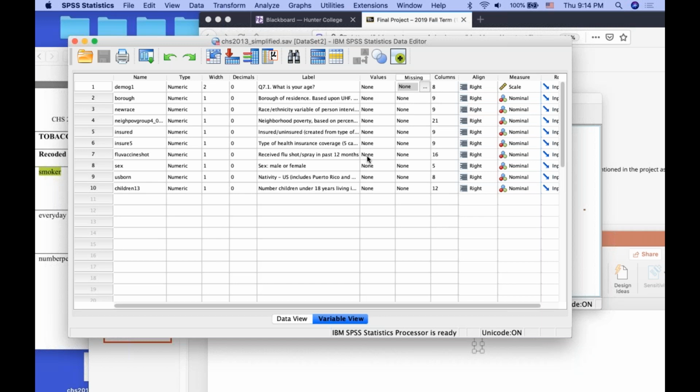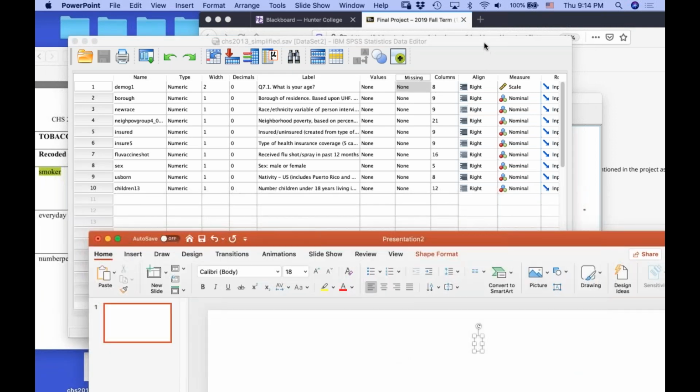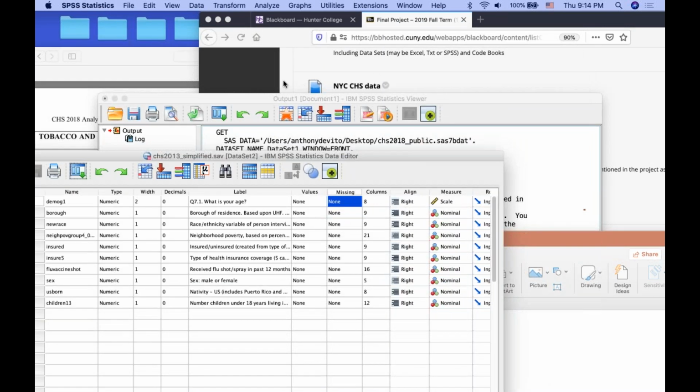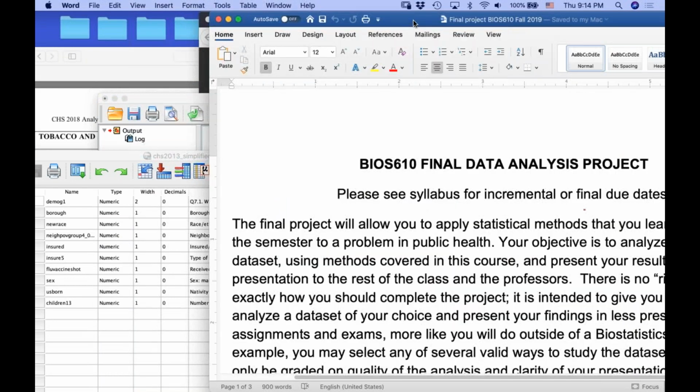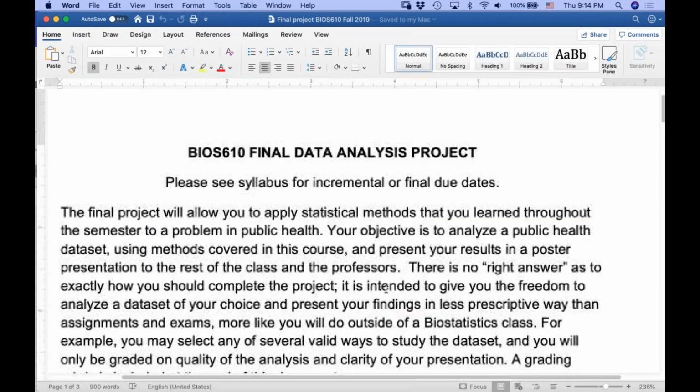Now, what could you do with this one if you wanted to do a project? Well, what does a project entail? Okay, let's take a look at what our rules are for this project, what our objectives are. Apply statistical methods you learned throughout the semester to a problem of public health. If you feel comfortable doing this, great. I don't want to bend your arm or anything like this.